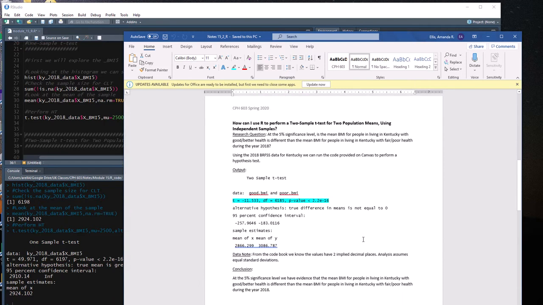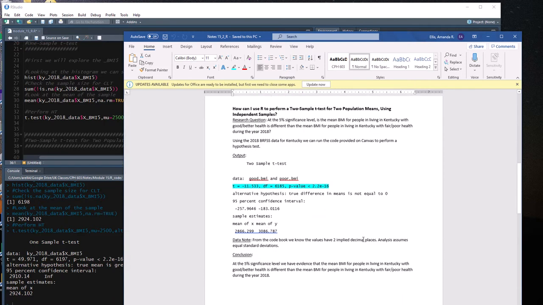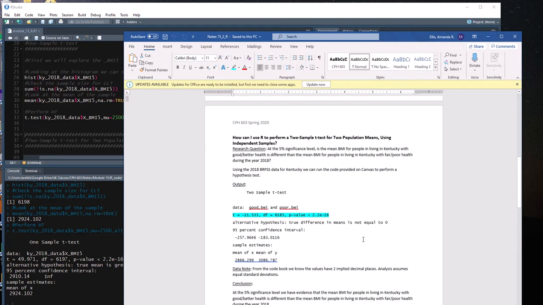All right, the next question we're going to look at is very similar, but this is a 2-sample t-test for 2 population means using independent samples. So you'll notice I have skipped over the paired data example. The reason for that is that for the BRFS data set, we don't have paired data, so it wouldn't make sense to use that particular hypothesis test with this data set.